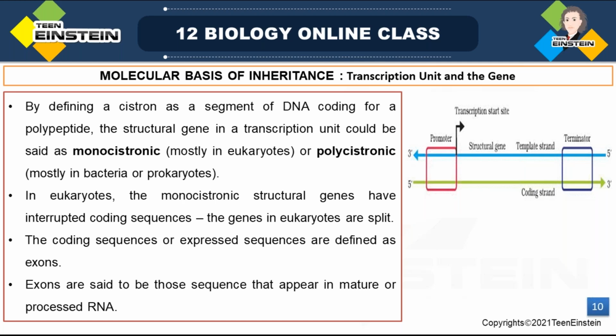That is the complete information of a particular protein or polypeptide. The cistron is a portion of DNA having the complete information of the polypeptide chain.